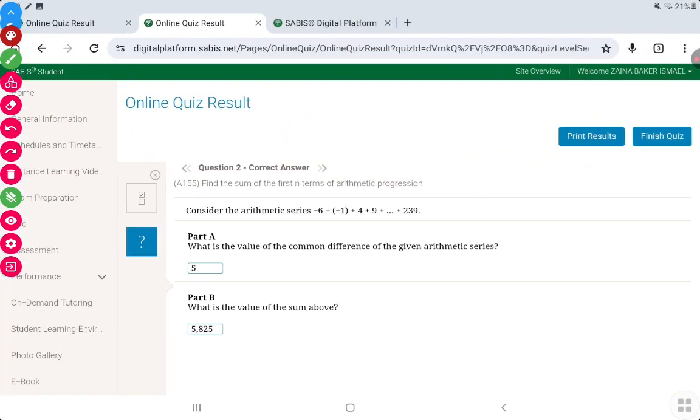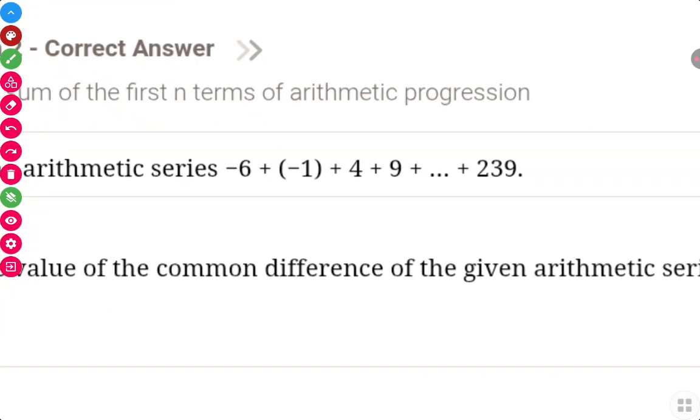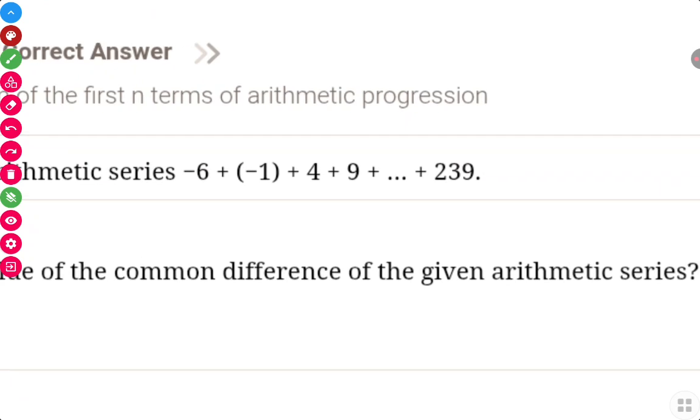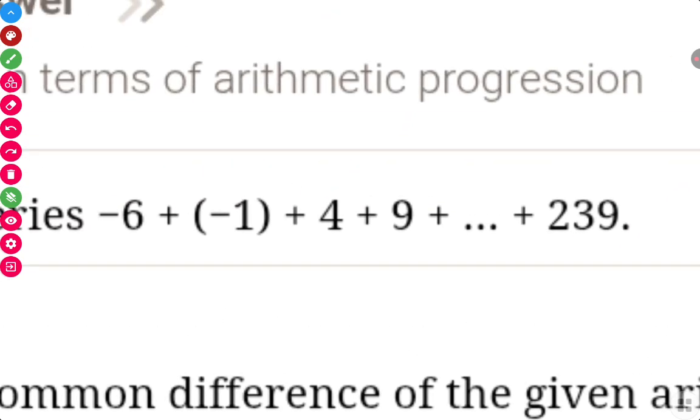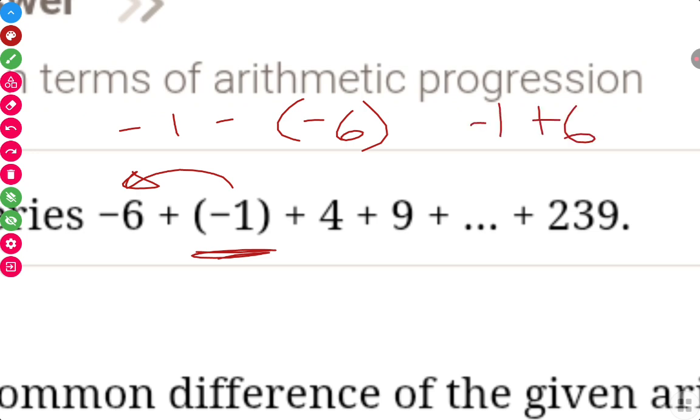Now question 2. It wants the common difference, okay? Here they gave us the sequence itself. They gave us the series of numbers itself. So to find the difference, like I said, just subtract any number by the number right before it. So we can just do negative 1 minus negative 6, which is negative 1 plus 6, which is 5. So the common difference is 5.